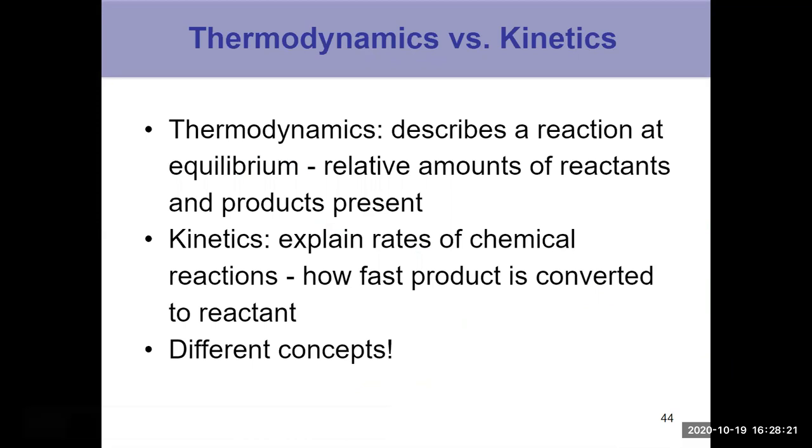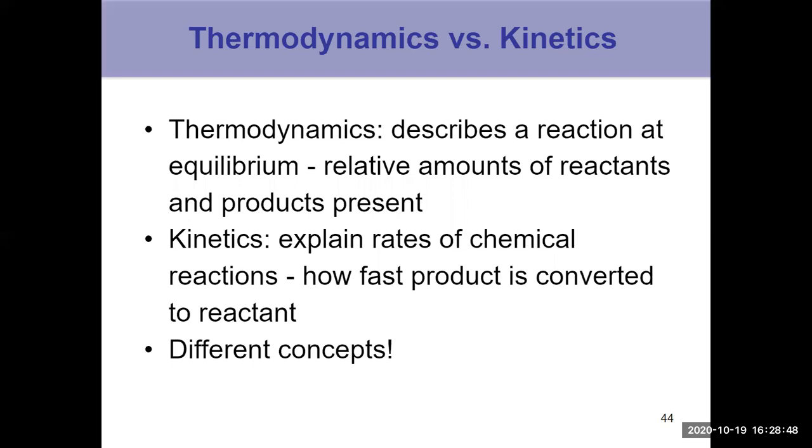Okay? So hopefully you remember from Gen Chem the difference between thermodynamics and kinetics. Thermodynamics, we're looking at relative amounts of reactants and products, right? How far a reaction is going, the extent to which a reaction is occurring. But kinetics is the rate of a chemical reaction, how fast something is converted, either reactant to product or product back to reactant.